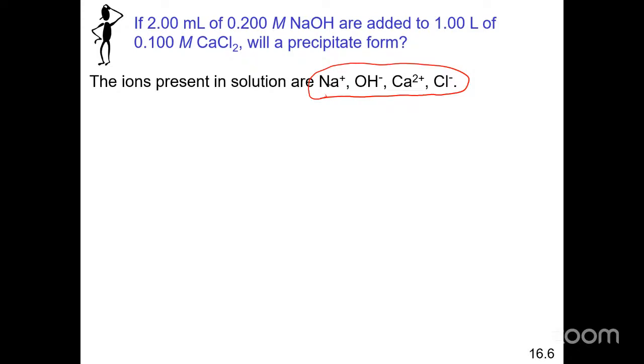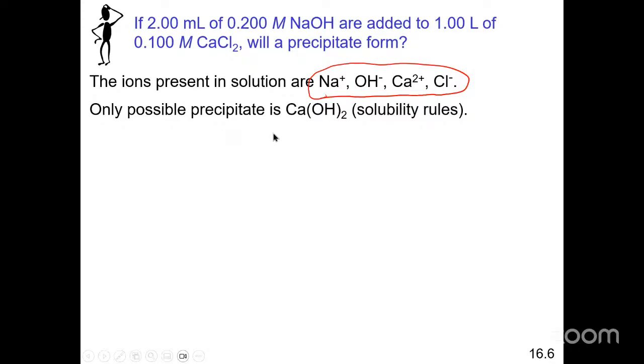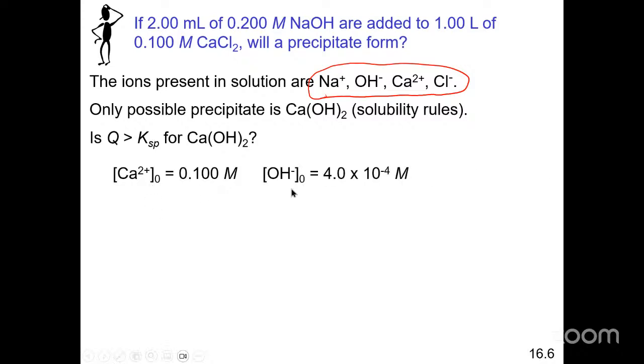You can tell that by looking at the KSP values in the tables that I've shown you, and you're going to see that there's a KSP value for calcium hydroxide, right? So that's the only possibility in terms of whether or not a precipitate would form, calcium hydroxide, right? So now we need to find out what the concentrations are of calcium upon mixing and the hydroxide, right? So the initial concentration of calcium before mixing is 0.100 M, right? And the initial concentration of hydroxide upon mixing is 4.0 times 10 to the minus 4.